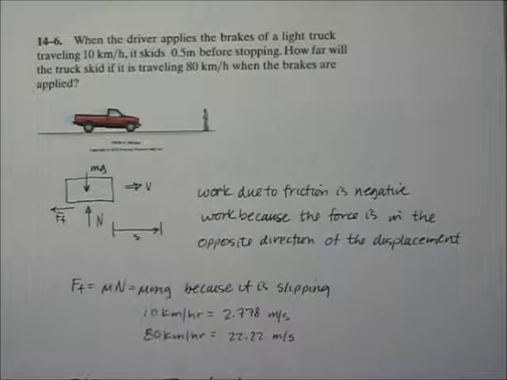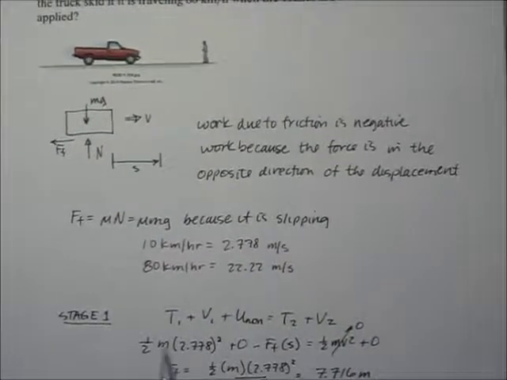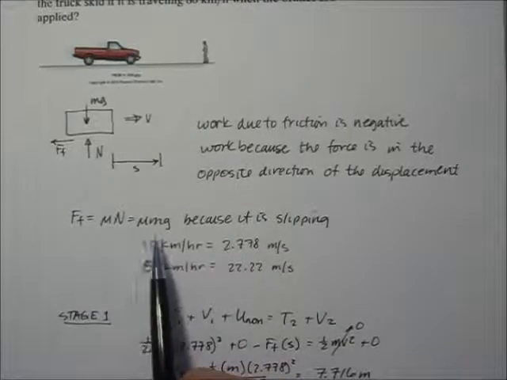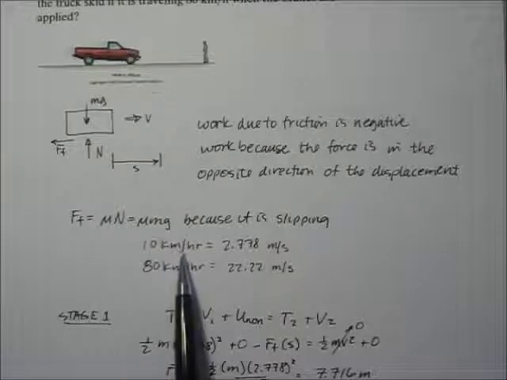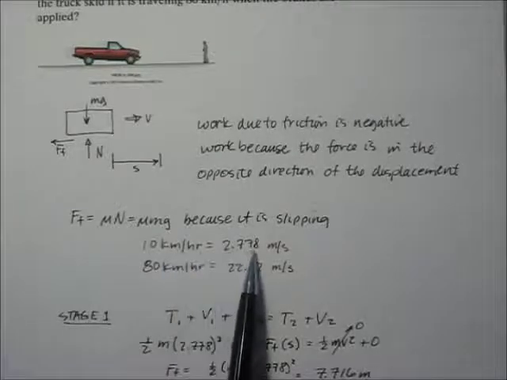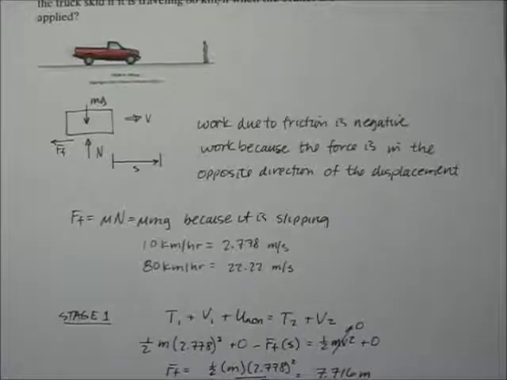The displacement is the s going in this direction. All right, just a couple of conversions here. We're going to say that the force of friction is mu normal, which is equal to mu mg. And 10 kilometers per hour, we'll want to deal in meters per second, is equal to 2.778 meters per second. 80 kilometers per hour is 22.22 meters per second.